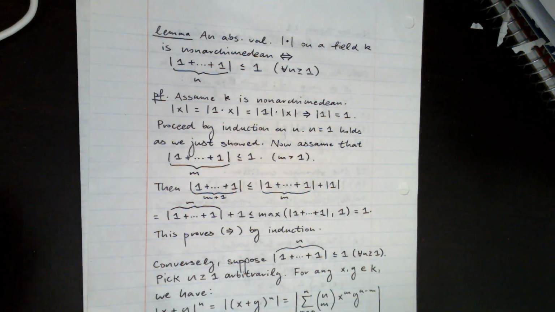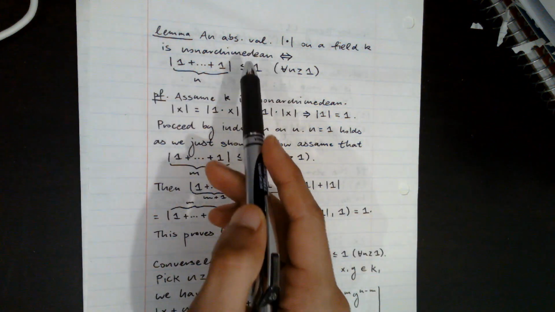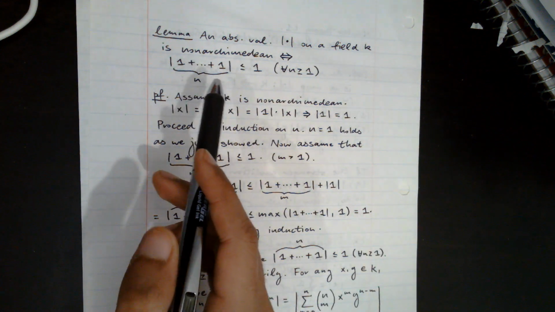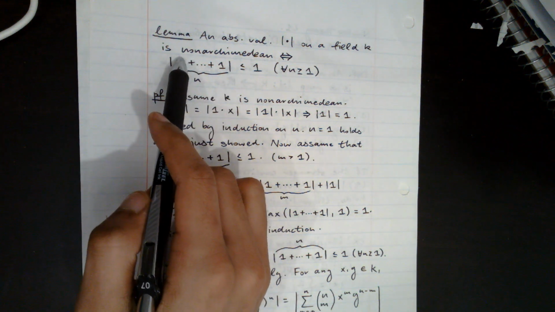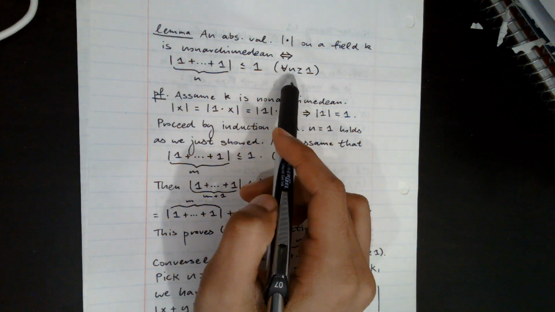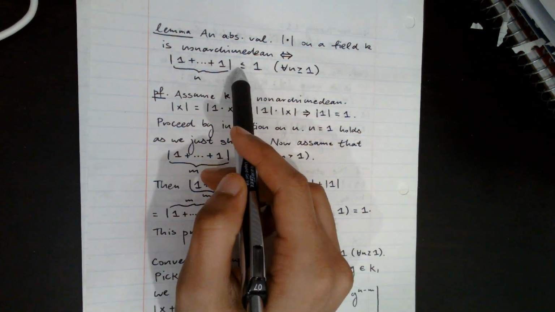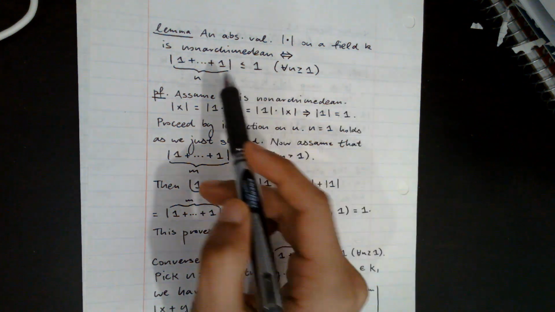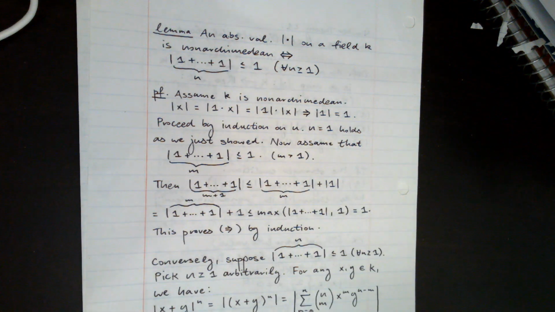And next, we're going to look at a characterization of when absolute values on fields are non-Archimedean. This lemma states that an absolute value on a field is non-Archimedean if and only if the absolute value of the sum of 1 taken n times, for any positive integer n, is less than or equal to 1. So for any n, when you take the absolute value of the sum, that being less than or equal to 1 is in fact necessary and sufficient to show that the absolute value in question is non-Archimedean.